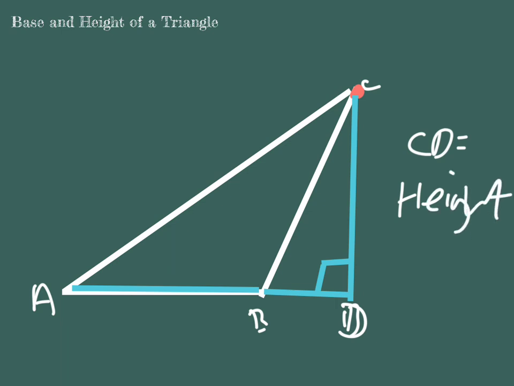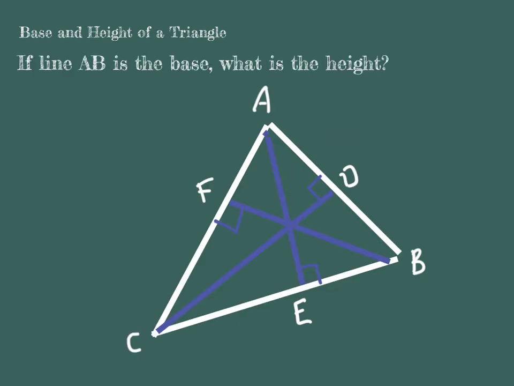And remember that this isn't actually a part of the triangle. We've just imagined that bit to help us. This is the only part of the triangle, so the base is AB. Now I've got something a bit more complicated here. The question says, if AB is the base, what is the height?